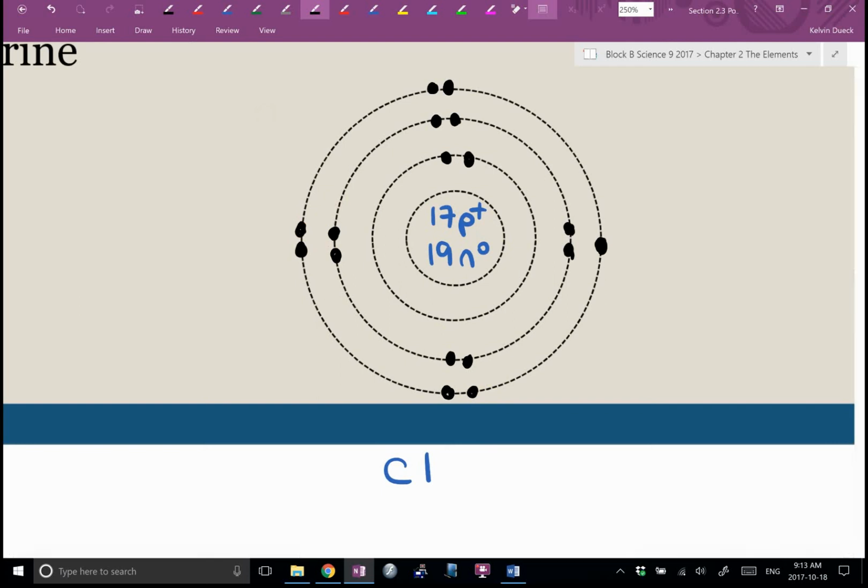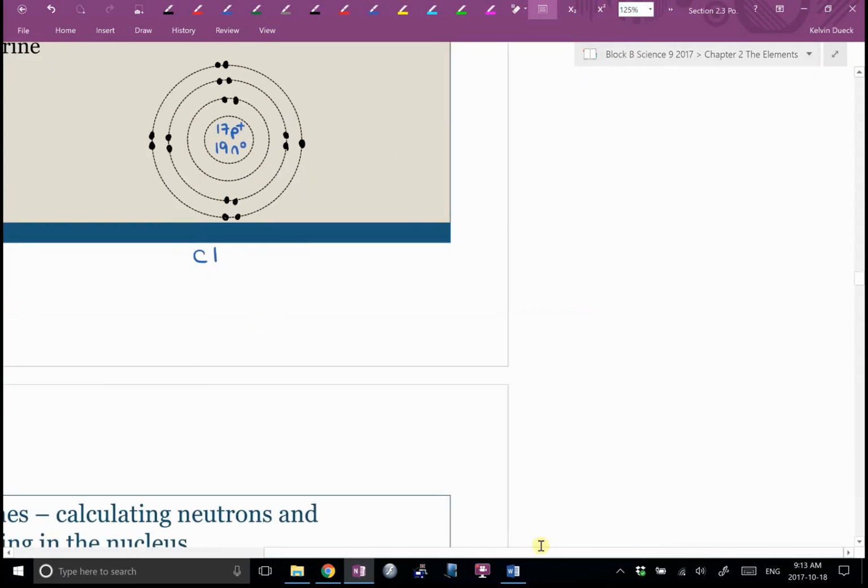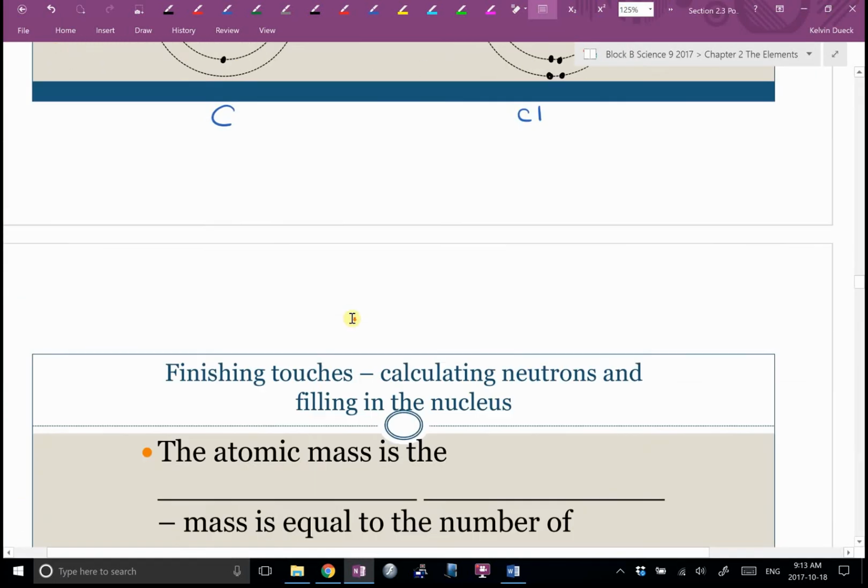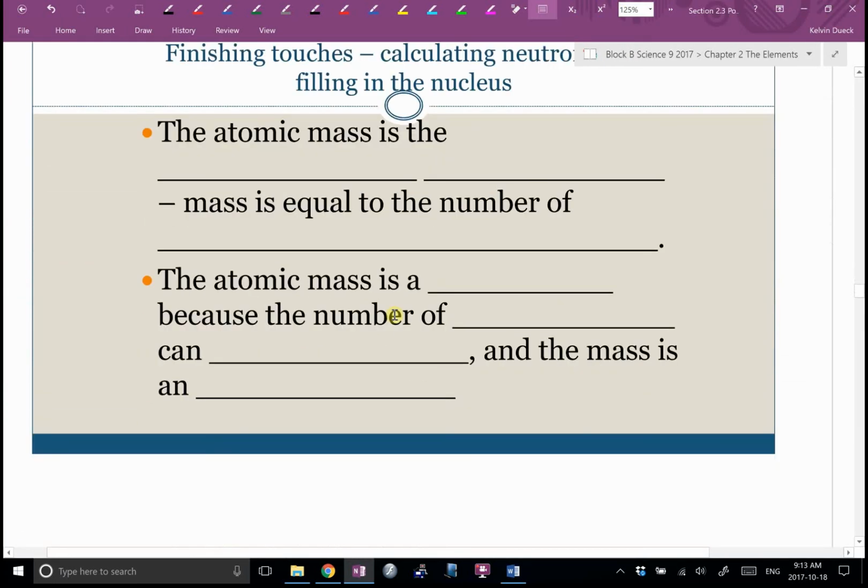That is a Bohr model of chlorine. We're going to be practicing this an awful lot, but this is what's going on at the atomic level. Go back to where we were in the notes. I wrote here, finishing touches. We did this on the fly, so the atomic mass, we already said, is the average mass of the atom.